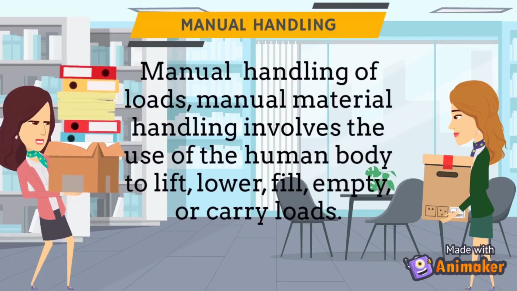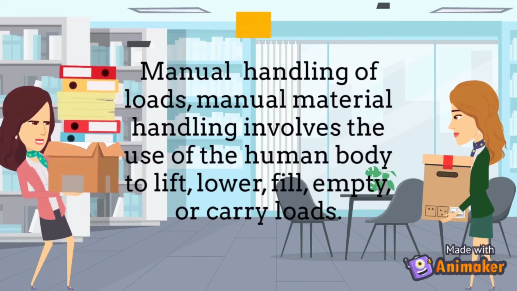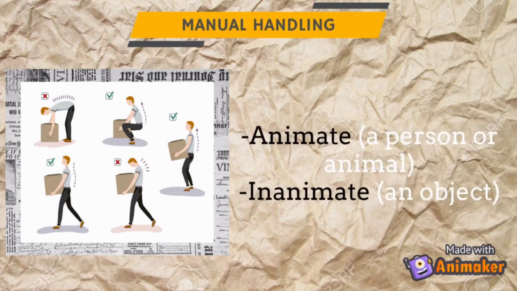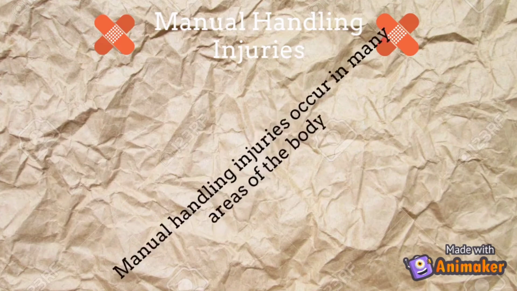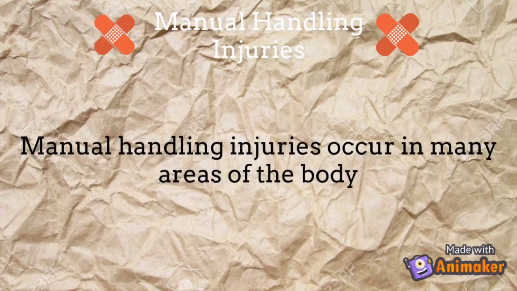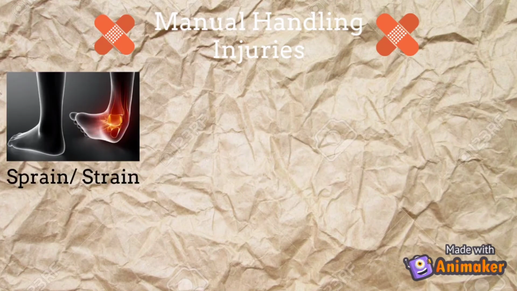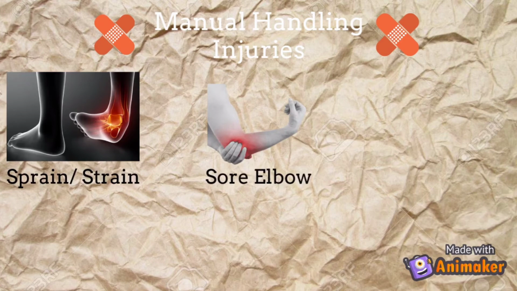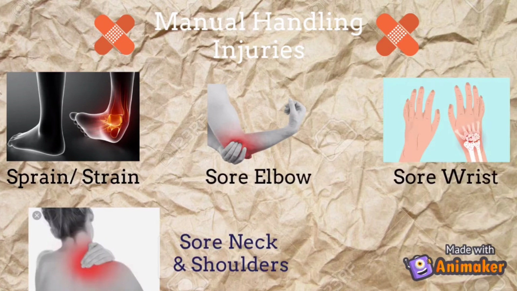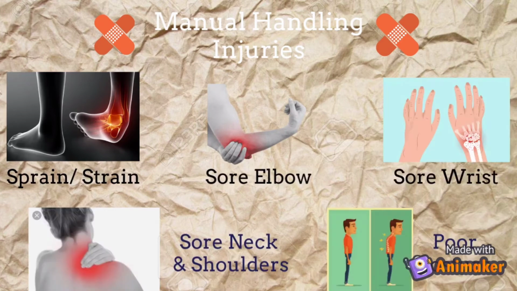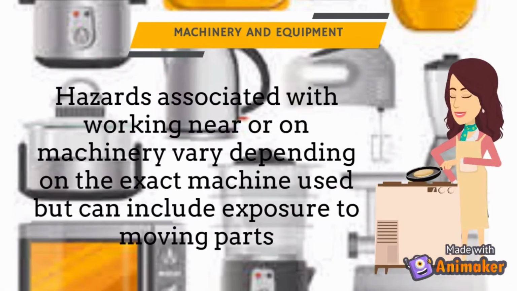Manual handling. Manual handling of loads. Manual material handling involves the body to lift, lower, fill, empty, or carry loads. Manual handling can be animate, a person or animal, and inanimate, an object. Manual handling injuries occur in many areas of the body: sprain or strain, sore elbow, sore wrist, sore neck and shoulders, and poor posture.